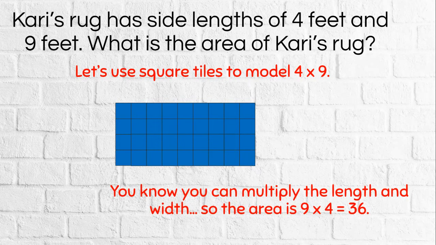So you know you can multiply the length and the width. So I know 9 times 4 or 4 times 9 equals 36. So the area of Carrie's rug is 36 square feet.